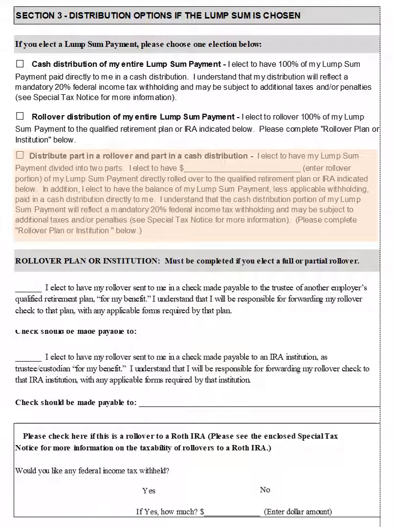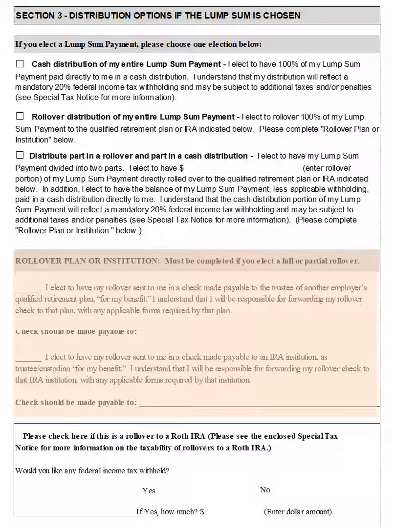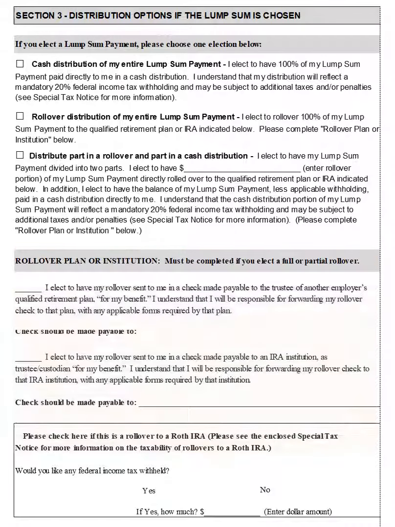If you wish to roll over your pension, you'll need to complete the Rollover Plan or Institution section of this page to tell us how a check should be made payable. For example, XYZ Investment Company for benefit of Jane Doe, or XYZ Investment Company, account number 01010. There is no tax withholding for a rollover at the point of distribution unless you choose to roll it over to a Roth IRA and direct us to withhold taxes at that time. If that is the case, you'll need to fill in the box at the bottom of the form.